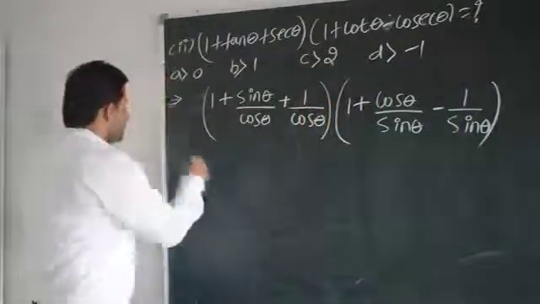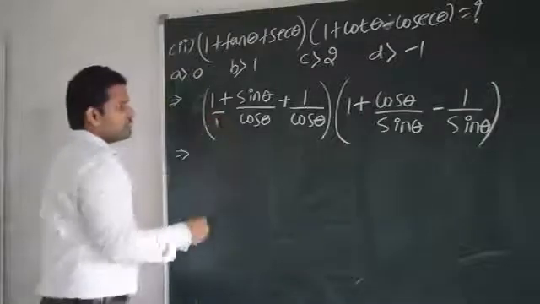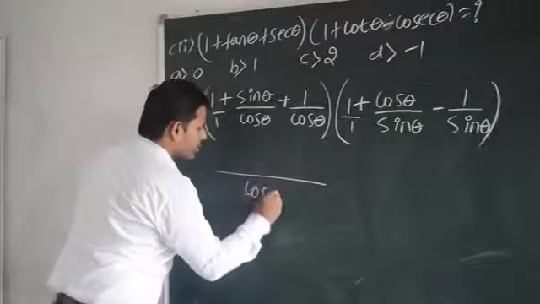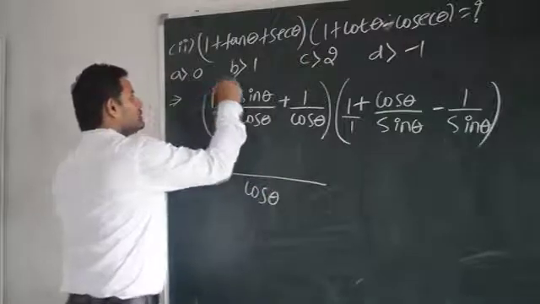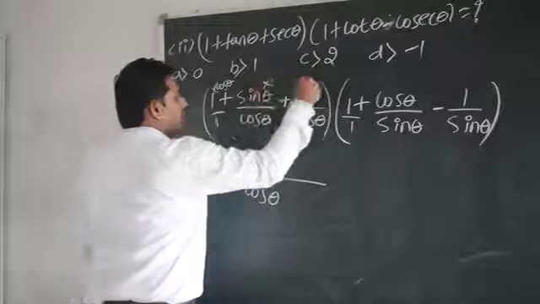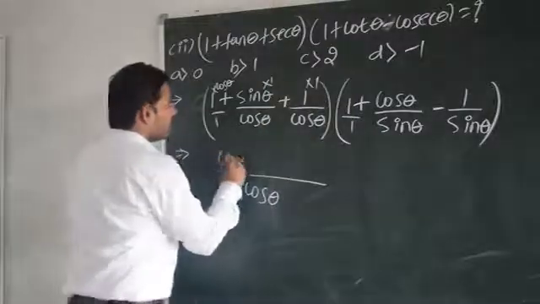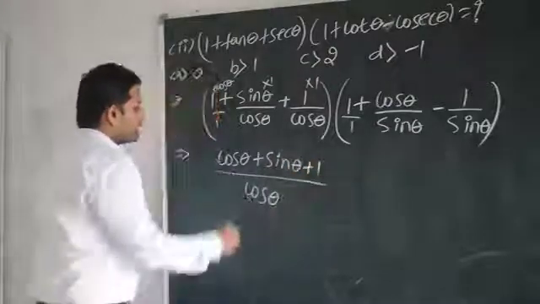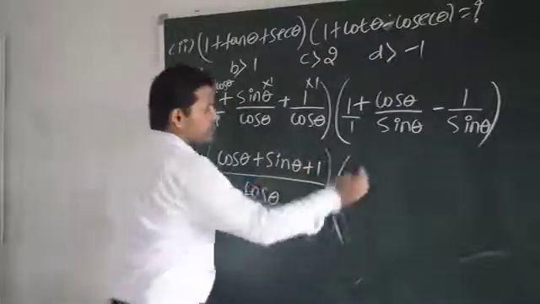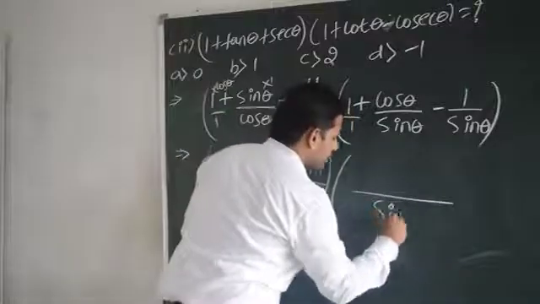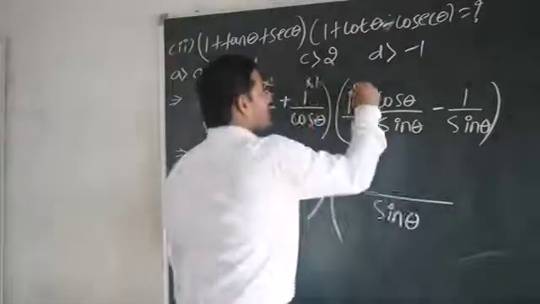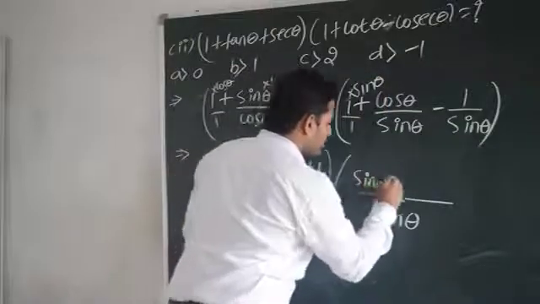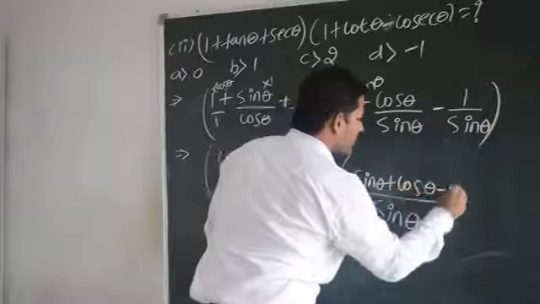Now what will be the LCM here? Nothing is there, so 1 will be there, and here also 1. LCM is going to be cos theta. So 1 into cos theta, and here it is into 1. So it becomes cos theta plus sin theta plus 1. This is one expression. Now let us do the same for the other. Here also the LCM is going to be sin theta. You are going to multiply with sin theta here. So 1 into sin theta is sin theta, plus cos theta, then minus 1.